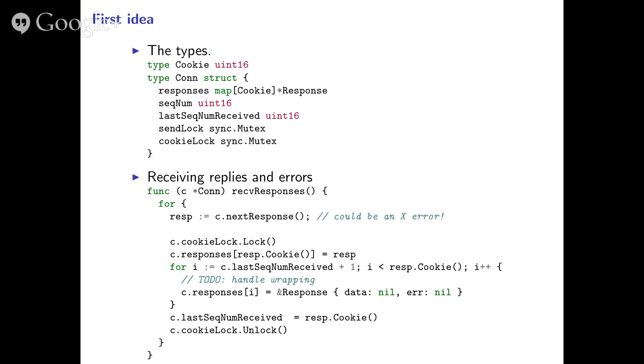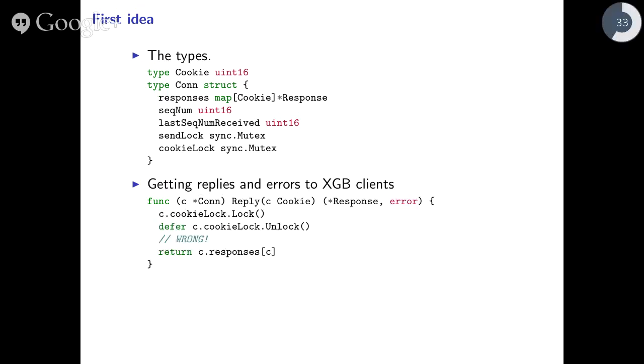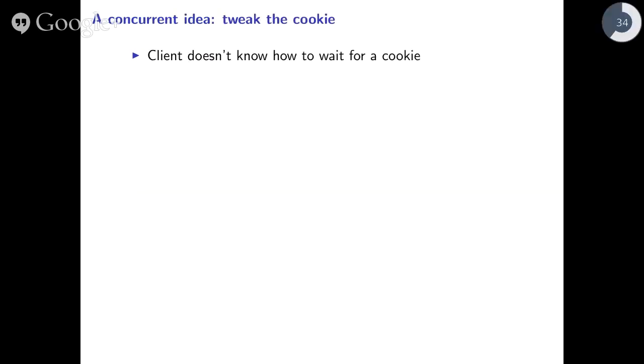The last bit is, how do we get the data to XGB clients? Well, acquire the lock and wait. I think my design is bad, because how do we know that the response for this particular cookie has been filled in? So, kind of back to the drawing board. The client doesn't know how to wait for a cookie. So what's the natural construct in Go? We need to incorporate channels somehow into our cookie.